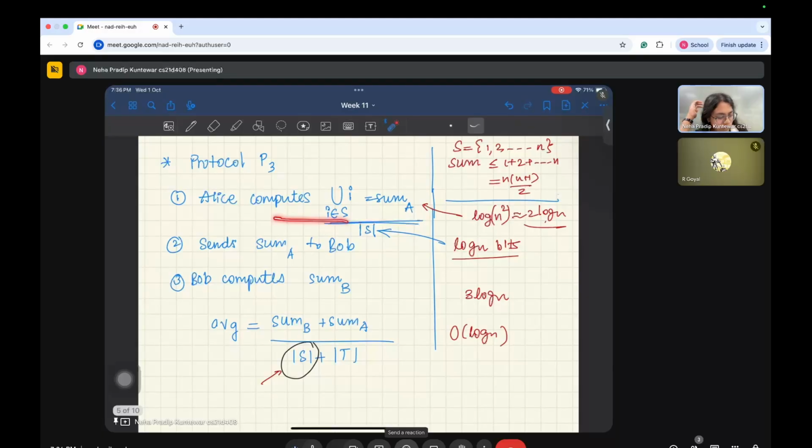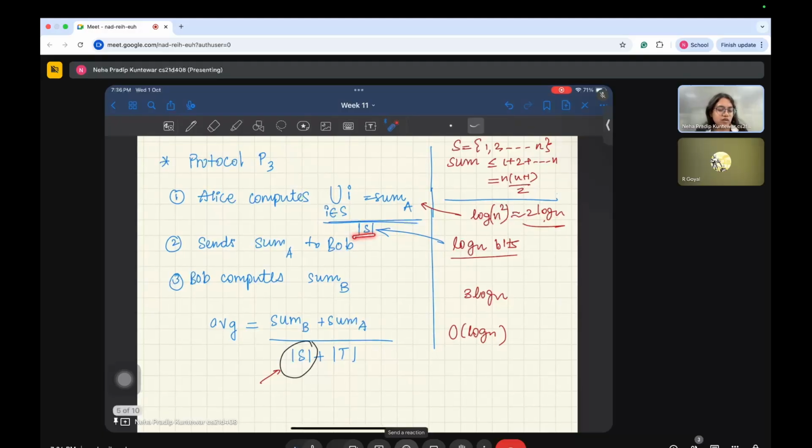And for this one, again, it's bad if this sum is large. If it has very large values, then in the worst case the sum will grow, so you'll need more bits to represent that. And also, if the cardinality is large, you'll need more bits to represent that.